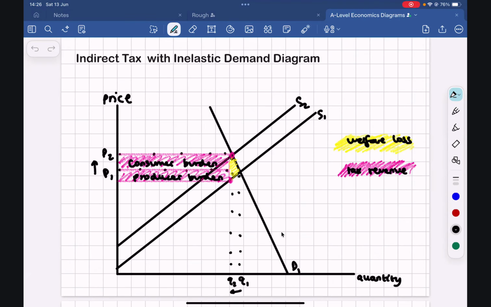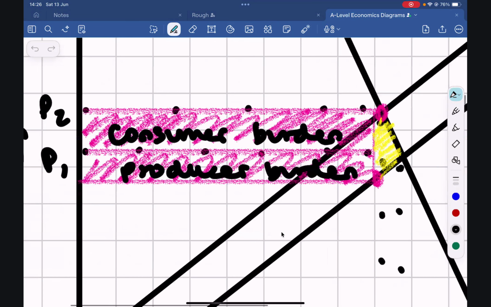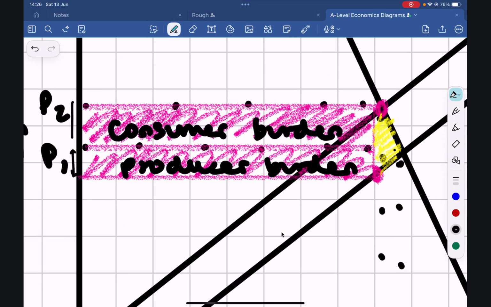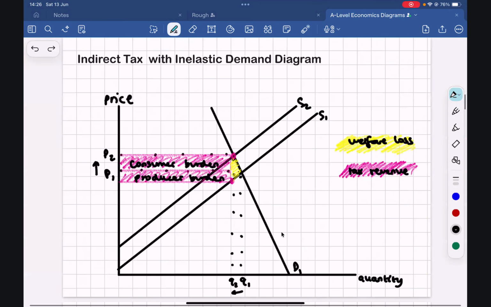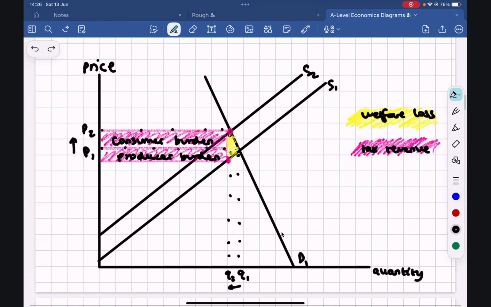It's hard to tell, but the producer burden is very, very small. The consumer burden is bigger. Because they are able to pass on the tax as a price increase, as they are aware that the good is inelastic. Therefore, they know that they're not going to lose much revenue.